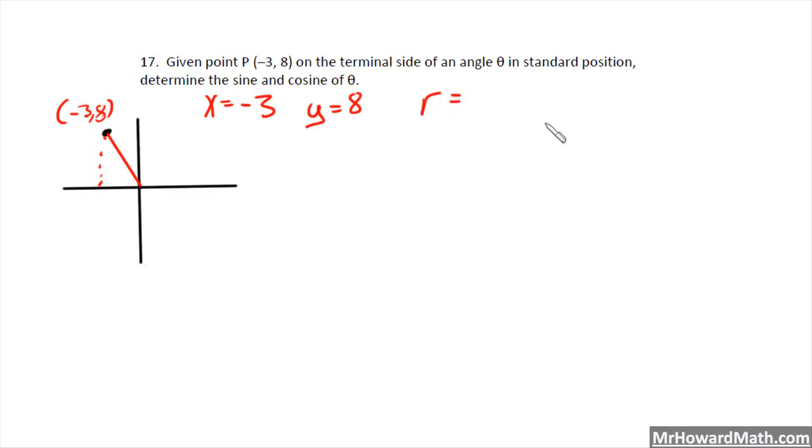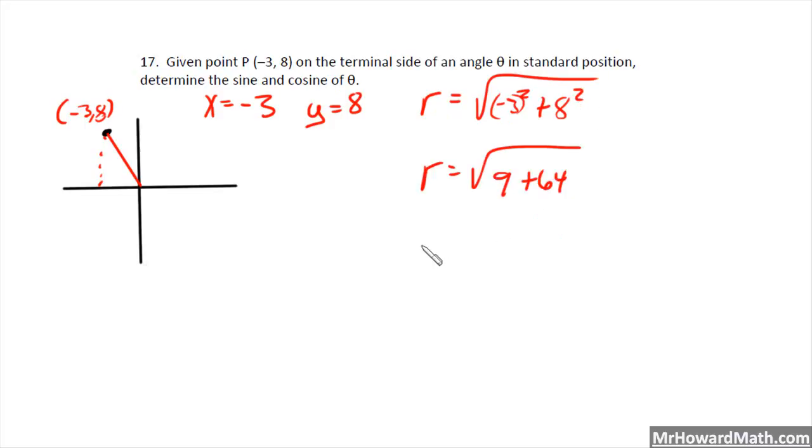R is going to be the square root of negative 3 squared plus 8 squared. So r is equal to the square root of 9 plus 64, so r is equal to the square root of 73. We're just going to leave it that way because we're finding trig functions here. We don't want the decimal equivalent of this.